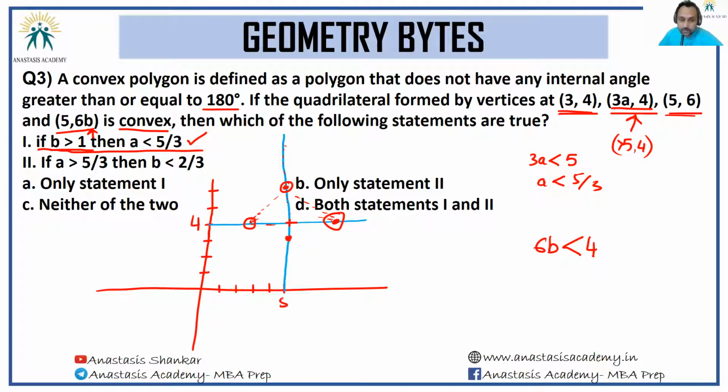This is 4, this is 5. Left of this, so we got this. It has to be lower than 4, so we got this. So b has to be less than 2 by 3. This is also valid. So statement 2 is also valid. Both these statements together are valid. So the answer has to be option D.